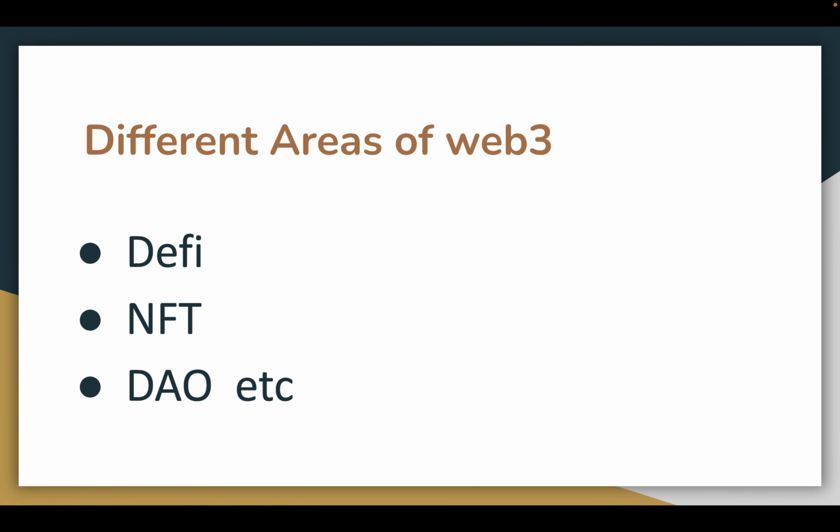Now, what are the different areas of Web3? We have DeFi, NFTs and DAOs. Some projects in the Web3 space are focused on DeFi, that's decentralized finance, some are focused on NFTs, and some are focused on DAOs. NFTs are non-fungible tokens that are unique in their own way, like PFPs and some other tokens, and NFTs are selling big. NFTs were one of the trending projects in the Web3 space this year.